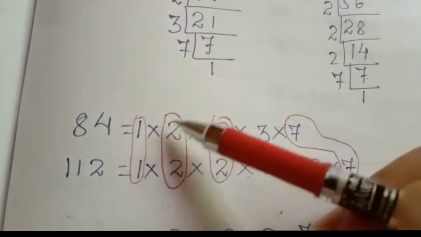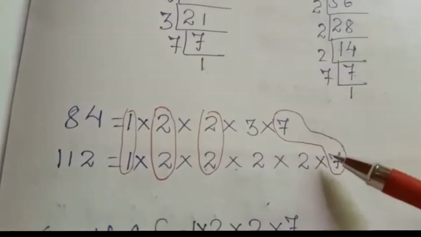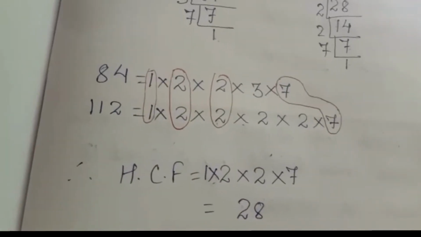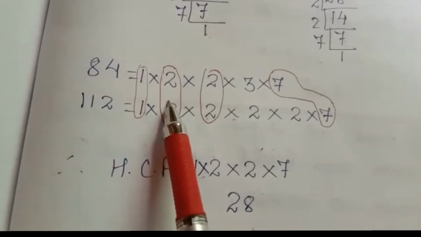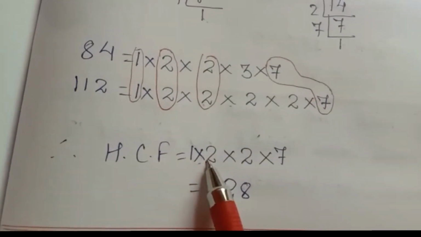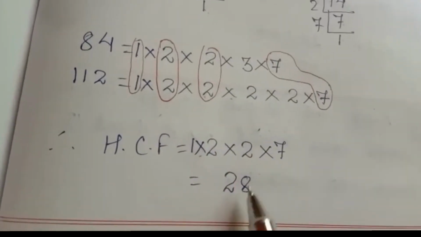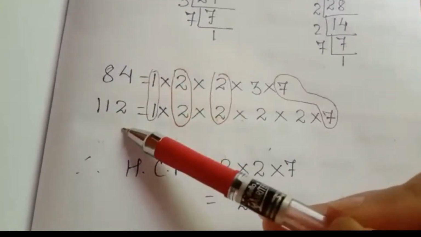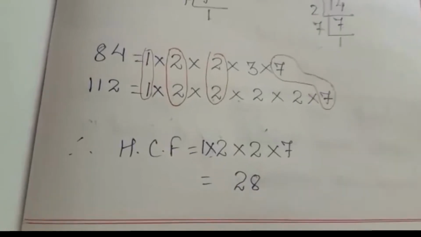So the common factors are 1, 2, 2, 7. To find the HCF, we will just multiply those common factors: 1 into 2 into 2 into 7. So 1 into 2 is 2. 2 2s are 4. 4 7s are 28. So the HCF of 84 and 112 is 28.